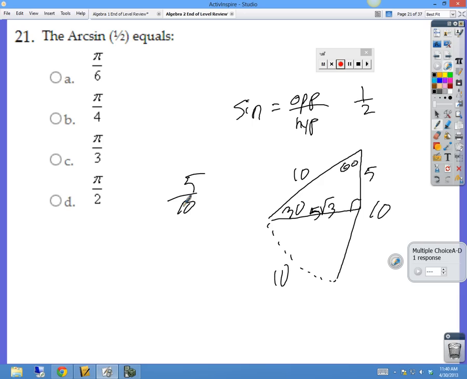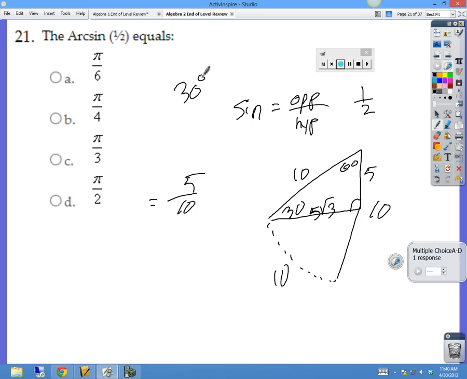So 5 is the opposite. 5 is opposite what angle? The 30 or the 60? The 30. So does the sine of 30 really equal 5/10? The sine of any 30-degree angle is going to be 5/10. So your answer is 30 degrees.